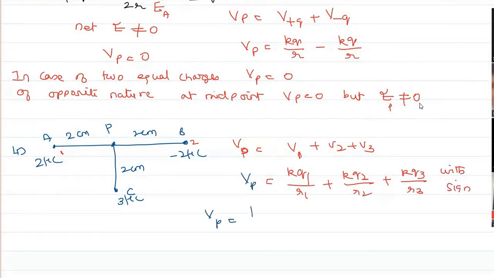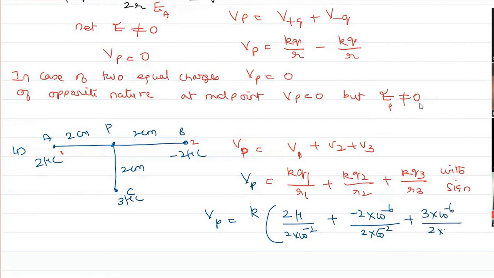So here K is constant, so I can take it outside. Q1 is what? 2 micro divided by what is the distance? It is 2 into 10 to the power minus 2. Plus Q2 is what? Minus 2 into 10 to the power minus 6 divided by 2 into 10 to the power minus 2. Plus, here R is also constant. You could have taken it out, but it's okay. So 3 microcoulomb divided by 2 into 10 to the power minus 2. So if you want, you can take this R value outside. Okay, it is common denominator.